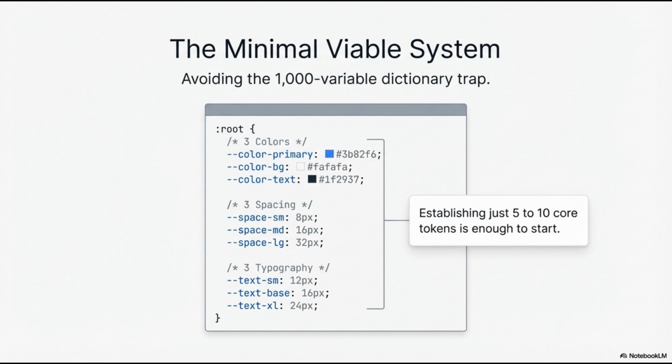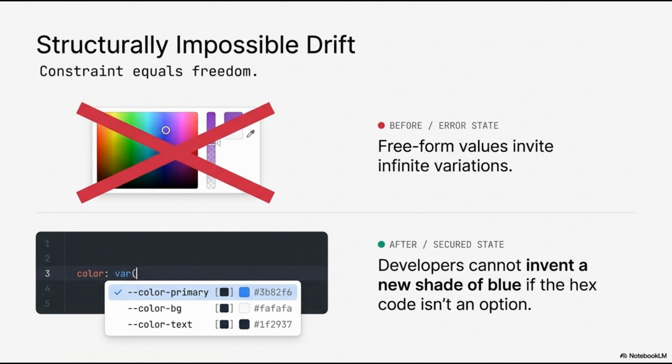Okay, so how many do you actually need? Honestly, putting just 5 to 10 tokens into your CSS custom properties is enough to start. Just 5 to 10, that's it? Yeah, like a few core colors, a couple of spacing values, and maybe 3 font sizes. Wow. If you just establish those, you make arbitrary drift structurally impossible for those components, because developers have to pull from that list. They can't just invent a new blue because the hex code literally isn't an option. They have to use var(--primary-color)? Exactly. You're constraining the choices to prevent drift.